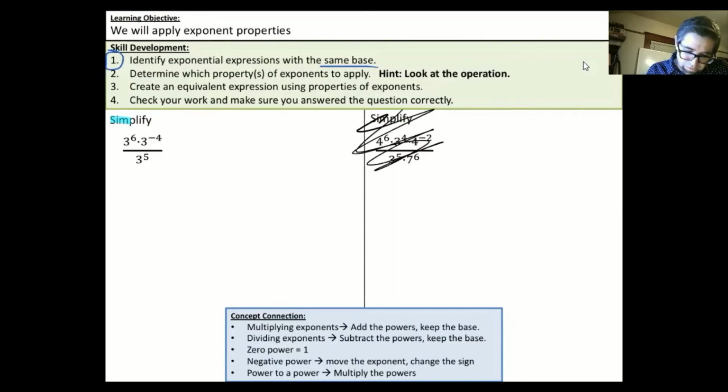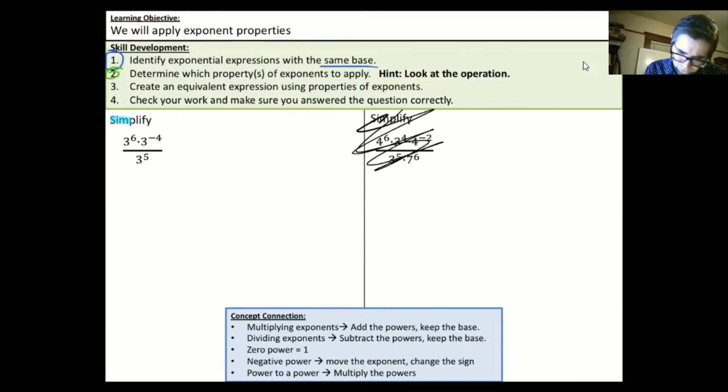Now, second step, determine which property to apply. This is where people can be confused, but follow your order of operations, meaning multiply, then divide by whatever you see going left to right. So when I look at my expression here, I see 3 to the 6th times 3 to the negative 4th. Well, on the numerator of that fraction, I can easily just multiply those two things together. So let's simplify the numerator first, and then we'll do the denominator. How we approach these is we simplify little pieces at a time so we don't get confused or make mistakes.